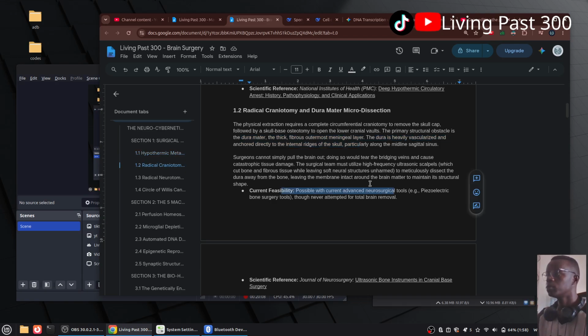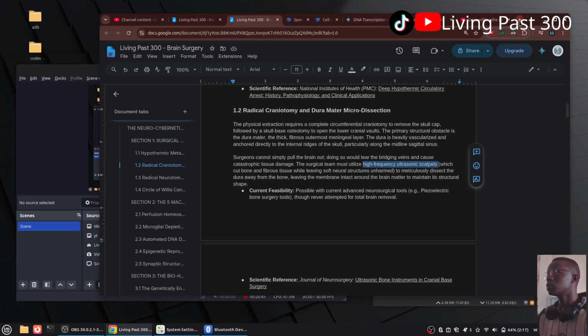Yeah, this is currently possible. Basically, the dura mater is like a whole mess of tissue that connects the brain's dura mater to the skull, to the bone of the skull. So we'd have to be very cautious to separate those two. And current feasibility is possible because we have tools like high frequency sonic scalpels. Oh, yeah, my bad. It's ultrasonic scalpels.